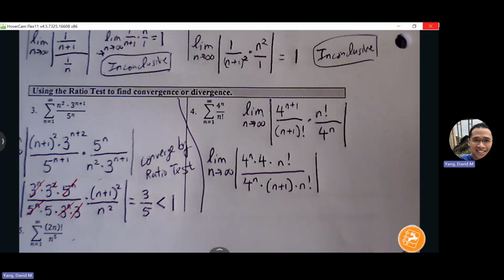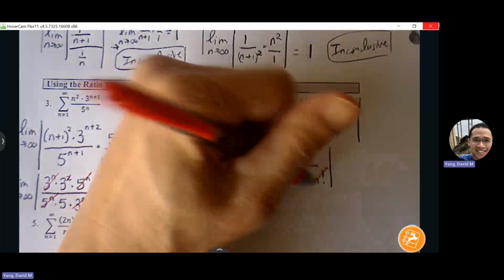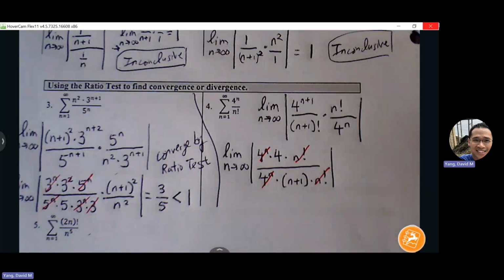I'm separating everything into individual parts, enough for things to cancel out more easily for me. So what can I remove here? Factorial. Okay, what else? 4 to the n. And 4 to the n. So I'm just left with 4 over n plus 1.